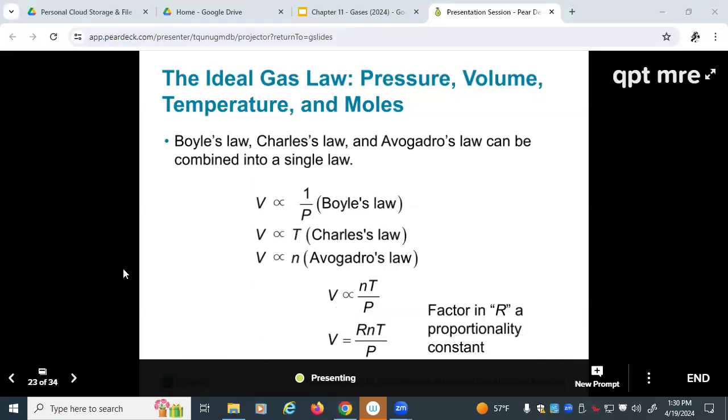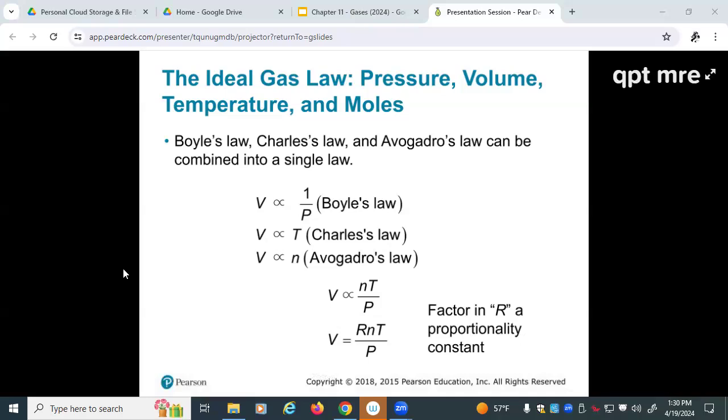So this is where we start to put it all together. This is another version of a combined gas law. We are combining Boyle's law, Charles' law, and Avogadro's law together. Now, this is not called the combined gas law. It's something called the ideal gas law. And what becomes important for us out of the ideal gas law is, in the ideal gas law, rarely are we actually tracking changes.